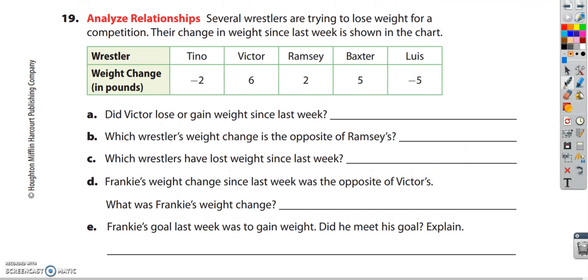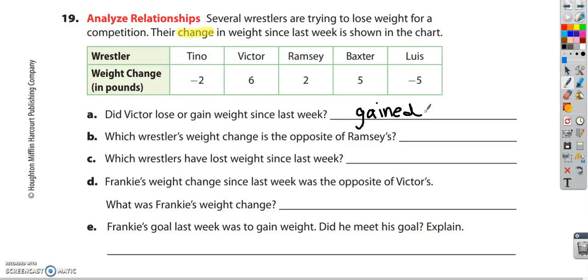Number 19 reads, several wrestlers are trying to lose weight for a competition. Their change in weight since last week is shown in the chart. And notice that some of the numbers are negative and some of the numbers are positive. And we're talking about a change in weight. And so what we need you to recognize is that a negative number would be that they lost weight, and a positive number would mean that they gained weight. So question A reads, did Victor lose or gain weight since last week? Well, Victor's number is 6, and it's a positive number, so I can conclude that he gained weight since last week. I'm going to put gained.